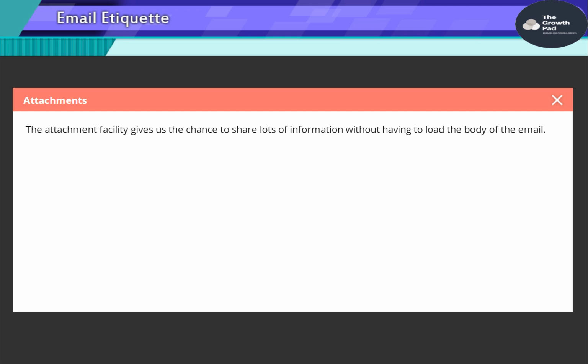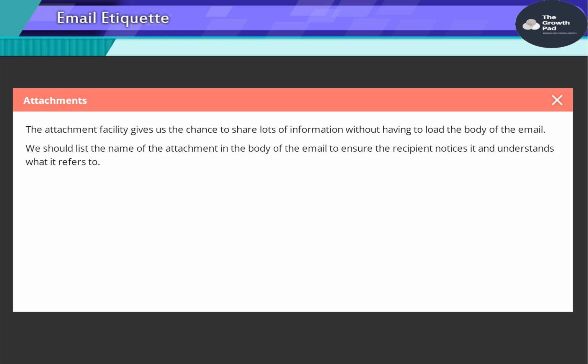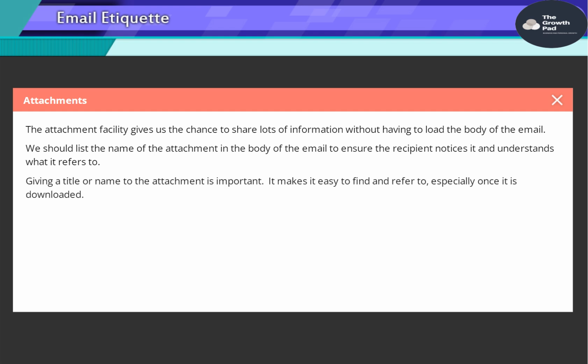The attachment facility gives us the chance to share lots of information without having to load the body of the email. We should list the name of the attachment in the body of the email to ensure the recipient notices it and understands what it refers to. Giving a title or name to the attachment is important. It makes it easy to find and refer to, especially once it is downloaded.